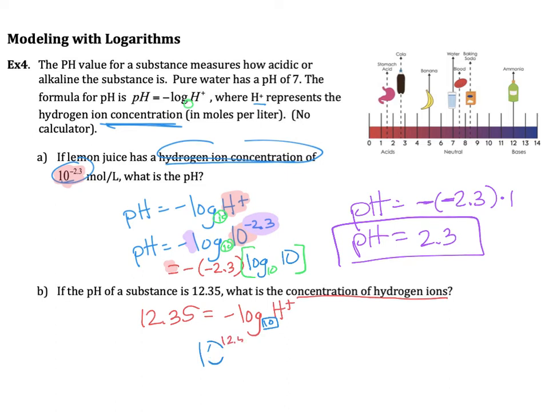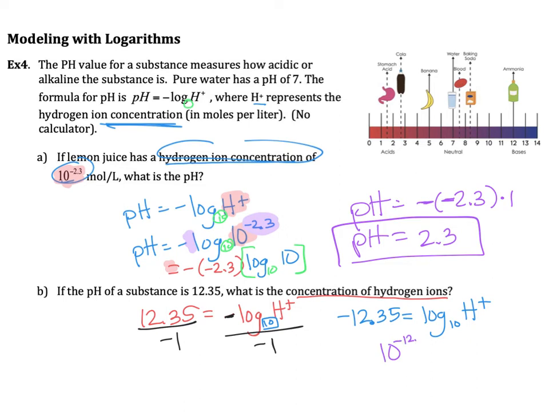Oops. Pause a minute here, Mrs. Leopold. I have an issue. My bad. We have to deal with this negative first. I can't have a negative and do what I was just doing. So I have to divide each side by negative 1 first and rewrite it. So I get negative 12.35 equals log base 10 of my H. Now I can do the exponential form. So 10 to the power of negative 12.35 is my hydrogen ion concentration. So there I have it.